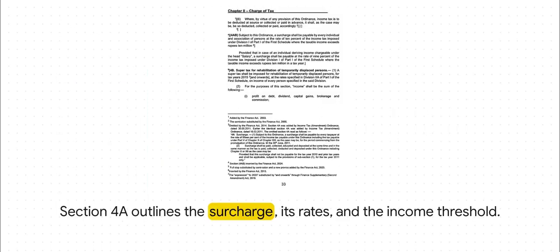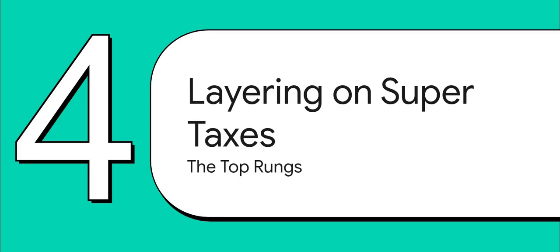And you can see it spelled out right here in the source text. Section 4A lays out the 10% rate. It mentions that 10 million rupee trigger, and then it carves out that specific exception for salaried folks, setting their rate at 9%. It's all there in black and white. Believe it or not, we're still not at the top of our tax building. Beyond the base tax and that surcharge, there are two final layers, and these are known as super taxes, and each one has its own very specific purpose and its own set of rules.